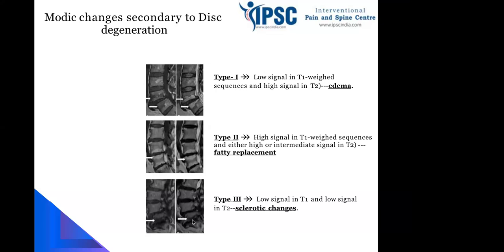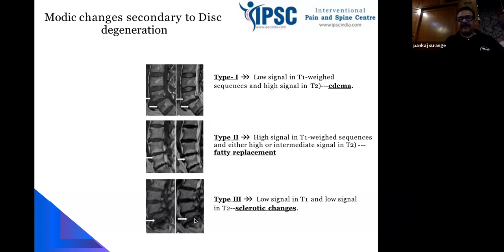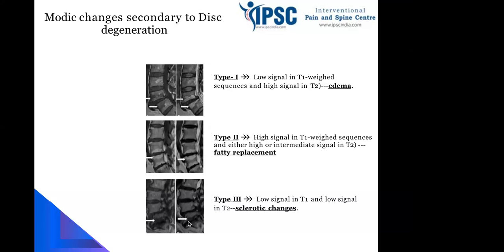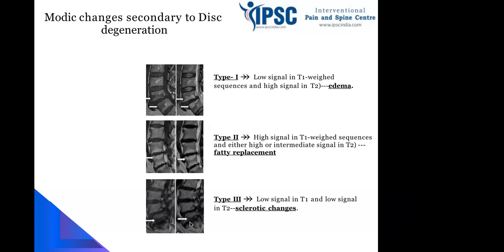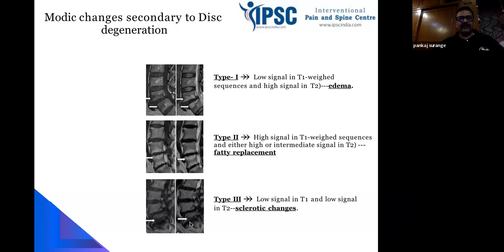But these kind of desiccated sclerotic end plates are not painful, because now the disc is totally desiccated. It's a dry disc. The end plates are sclerosed, which means there are no nerve endings over here now. Okay, understood? In sclerotic bones, there are no nerve endings. In a dry desiccated disc, there are no nerve endings. So these discs, end plates, vertebral bodies are not the source of the pain.